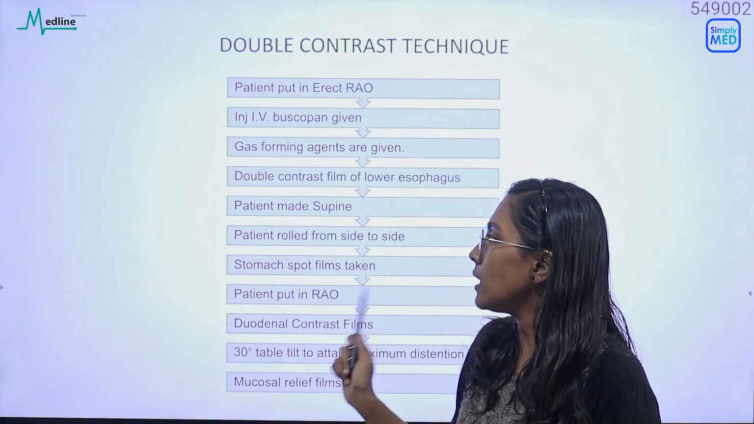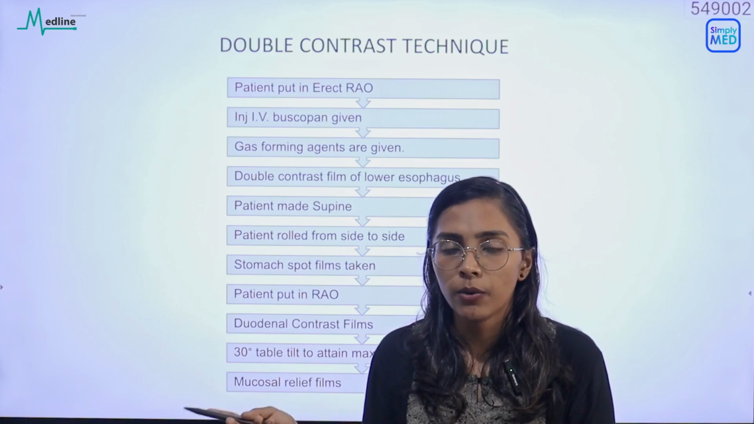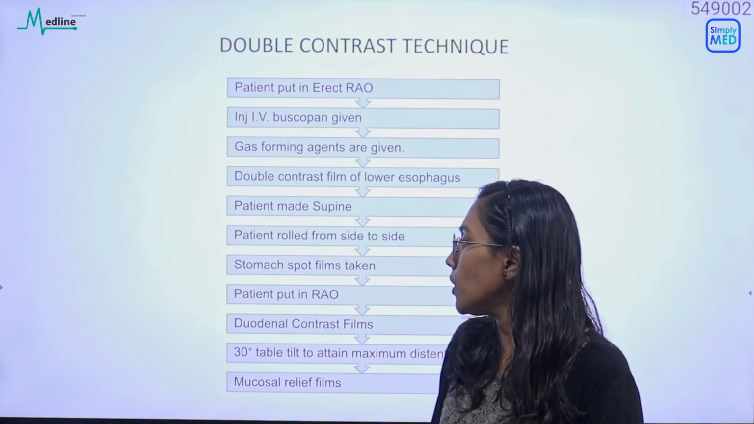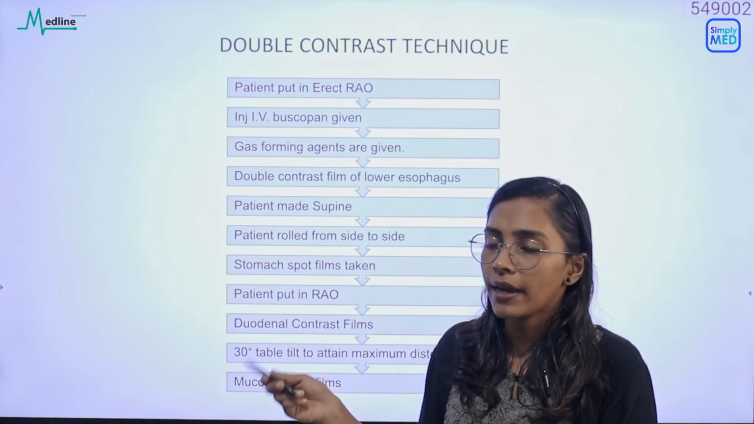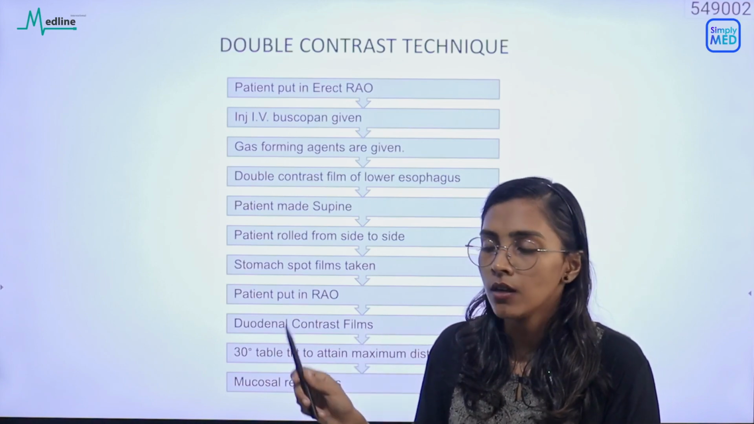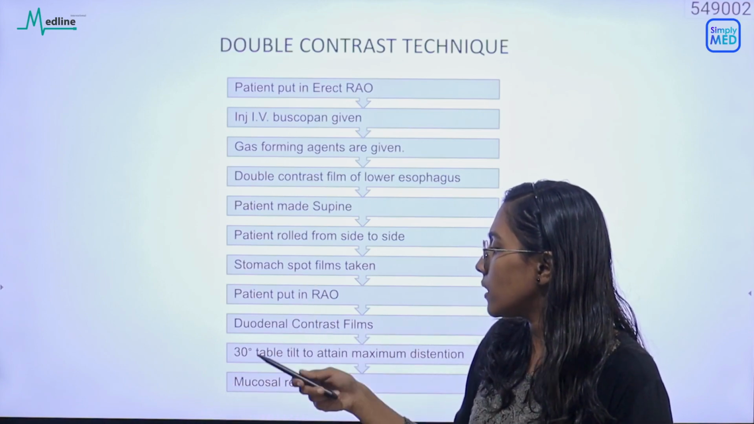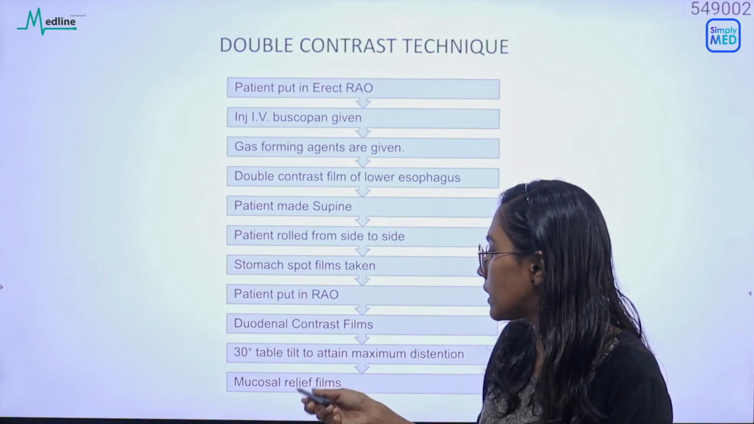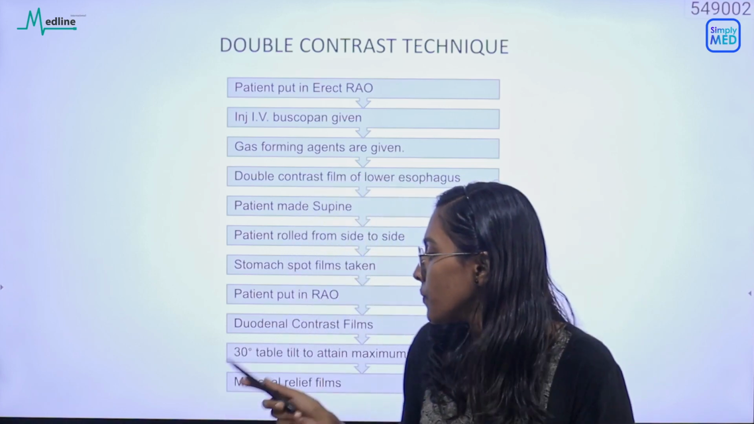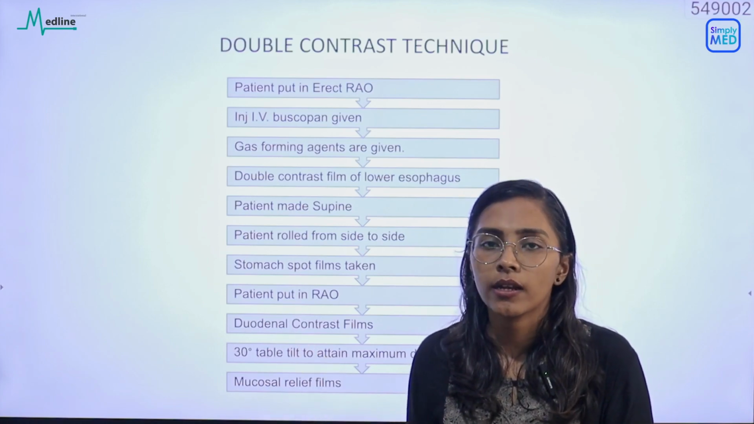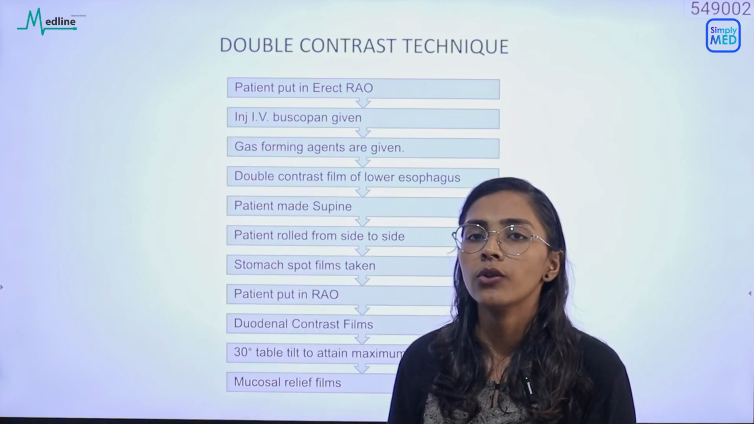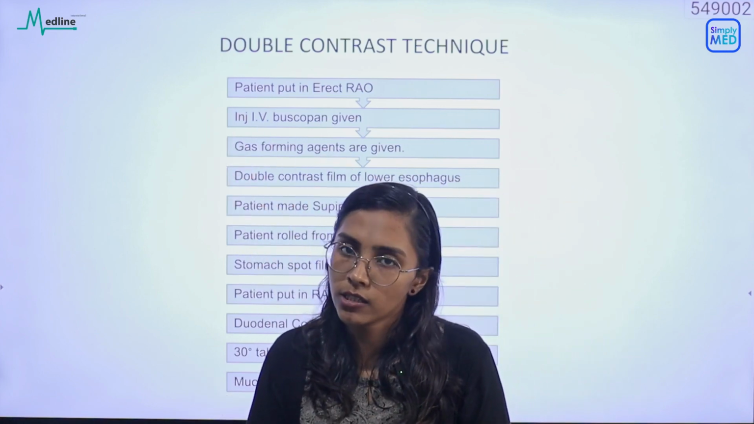Then the patient is put in the right anterior oblique position. Why are we putting the patient in this position? Obviously for the duodenal, antrum and pylorus region. So next we can take the duodenal contrast films. Lastly we can give a 30-degree table tilt to attain maximum distension of the stomach. Then we can also acquire the mucosal relief films. So this is the outline of how you do a double contrast barium meal.